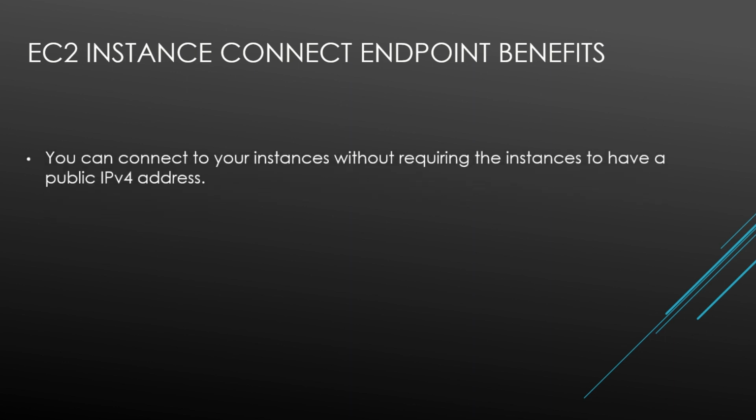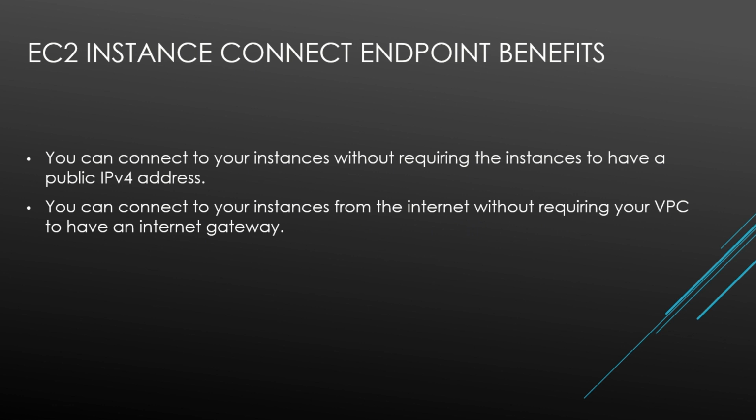Now let's see the benefits of using EC2 Instance Connect endpoint. You can connect to your instances without requiring the instances to have a public IPv4 address. AWS charges for all public IPv4 addresses, including public IPv4 addresses associated with running instances and elastic IP addresses.